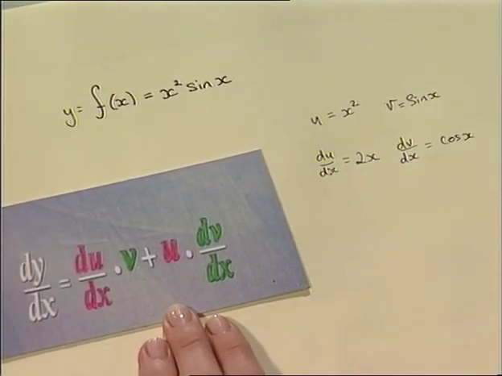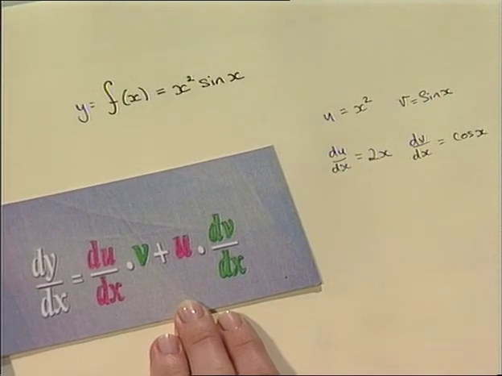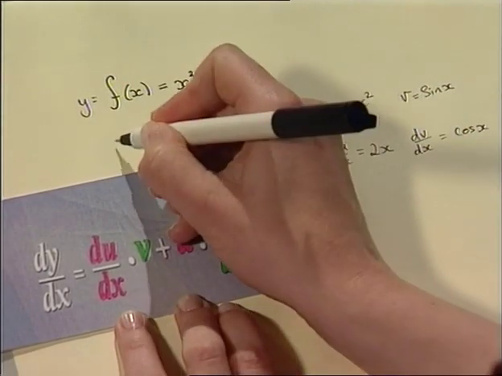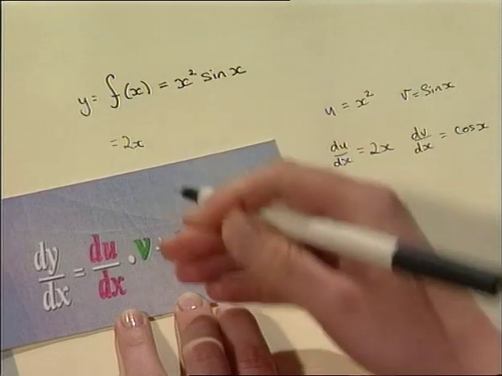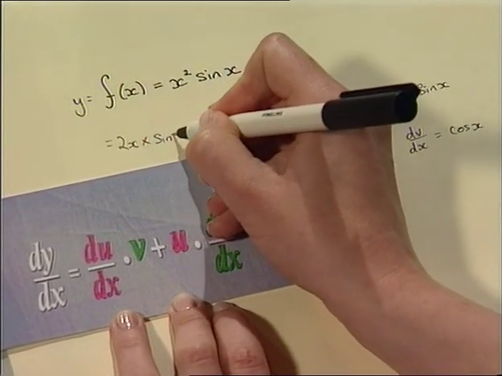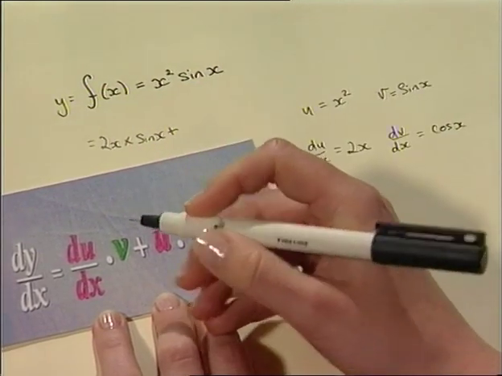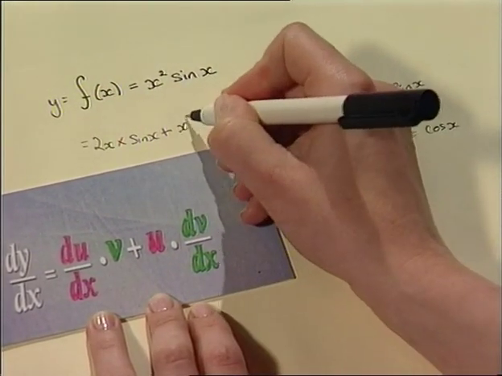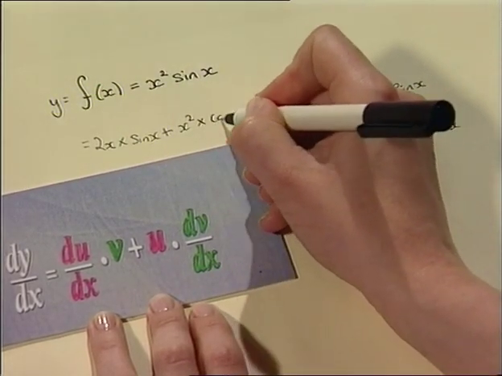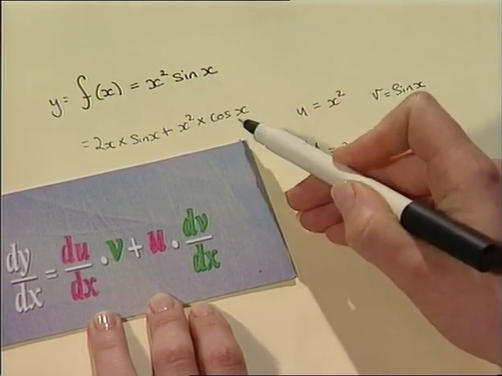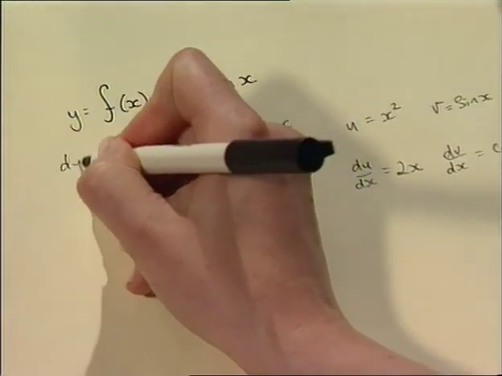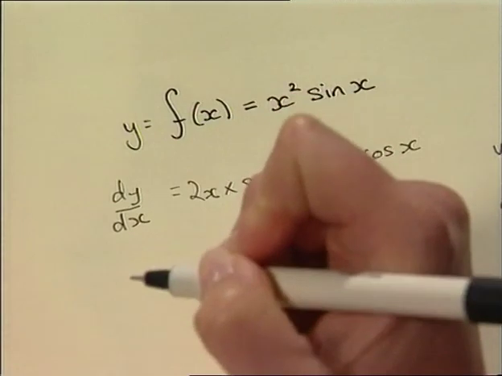So now I've got these results, I can substitute them into the product rule. The first part is du by dx, well that's 2x. Multiply that by v, which I found was sine x. To this I need to add u, which is x squared, multiplied by dv by dx, which is cos x. So what I've done is differentiate y. So I've found my dy by dx.